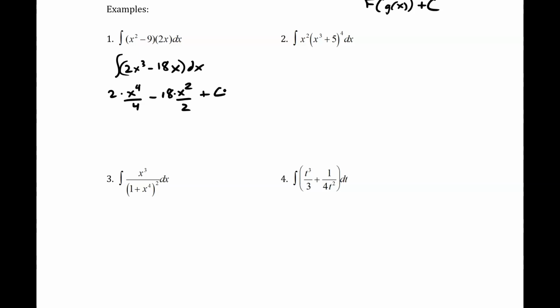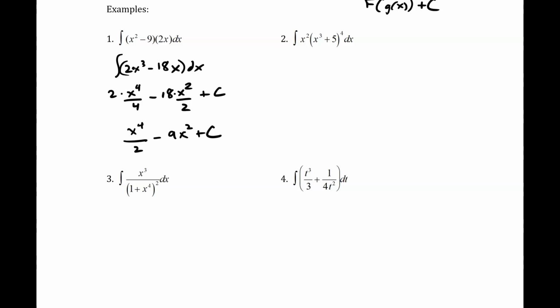We'll put in a plus c. So this answer is going to be x to the 4th over 2 minus 9x squared plus c. So that's just what you've learned already, going back to the very first section of chapter 5.